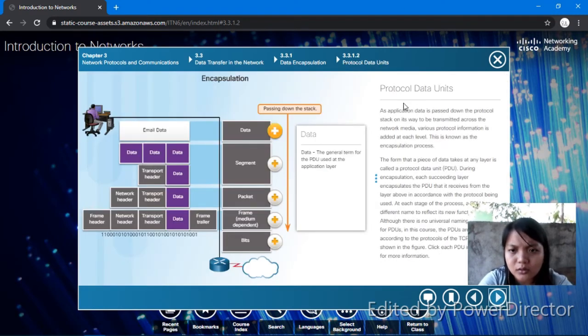Now the protocol data units. We have data here, the general term for the PDU used at the application layer. The segment is the transport layer PDU. Then the packet is the network layer PDU. The frame is the data link layer PDU. And the bits are the physical layer PDU used when physically transmitting over the medium.